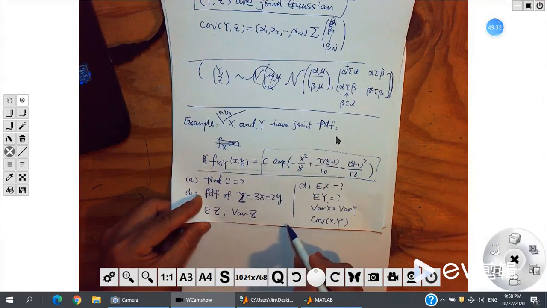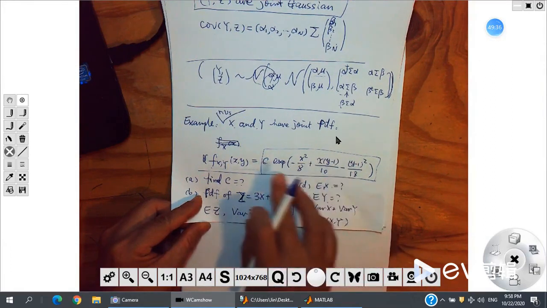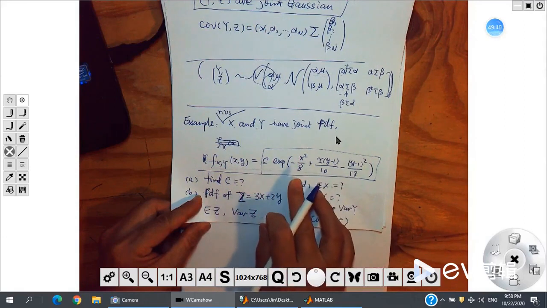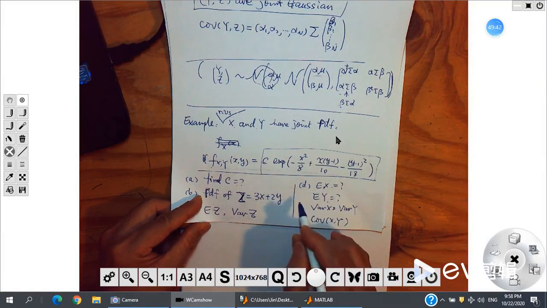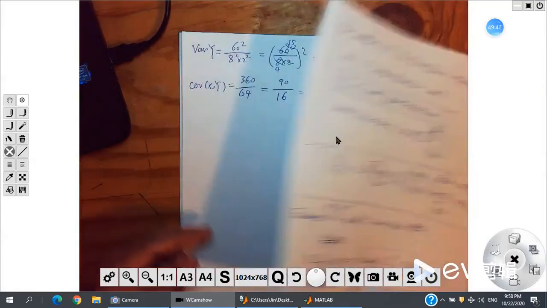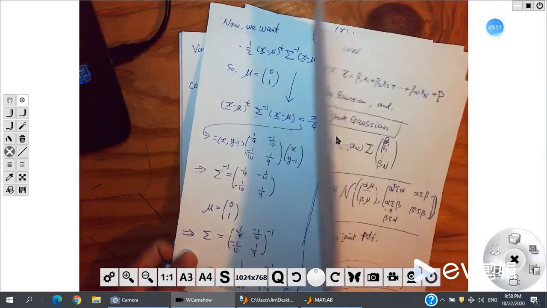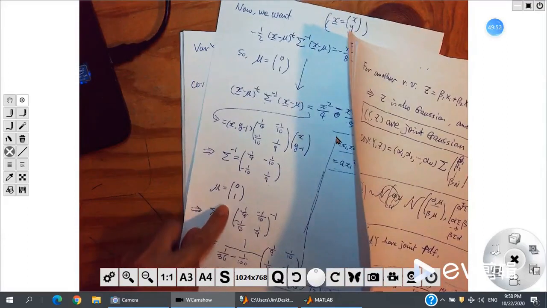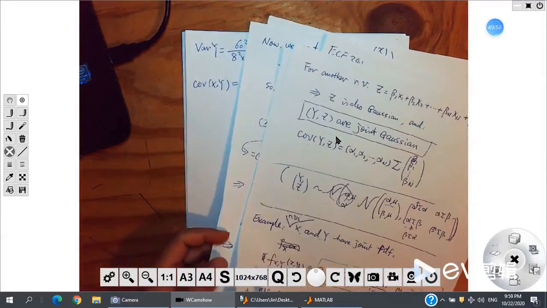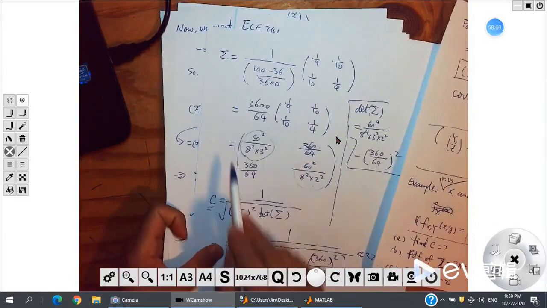then we want to determine C. In other words, we want to make sure what kind of distribution it is, and we'll say it is a Gaussian distribution with mu and sigma. Mu is 0 and 1, and sigma is that matrix. Yeah, mu is 0 and 1, and sigma is this matrix.